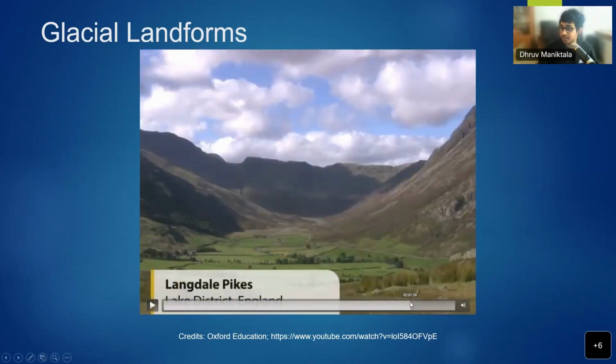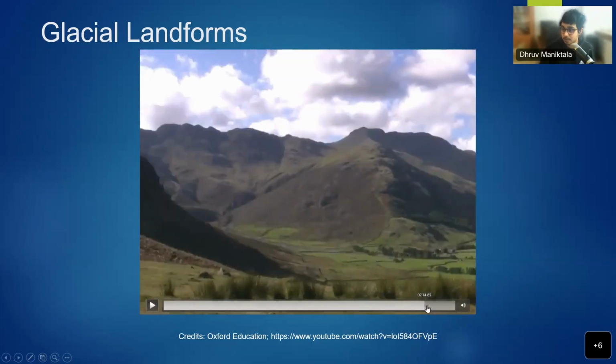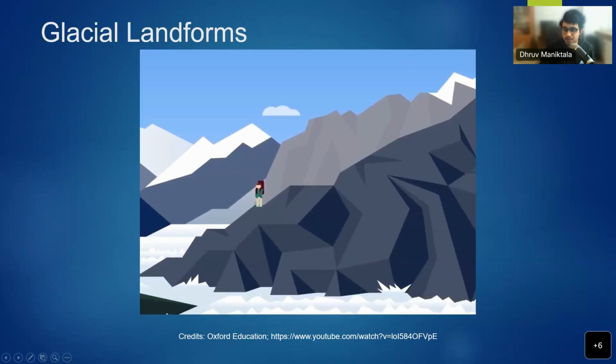So the glacial landscapes can look like this when the glacier has melted, eroded, and deposited. They create such landscapes like huge valleys. So that's about it for the video.